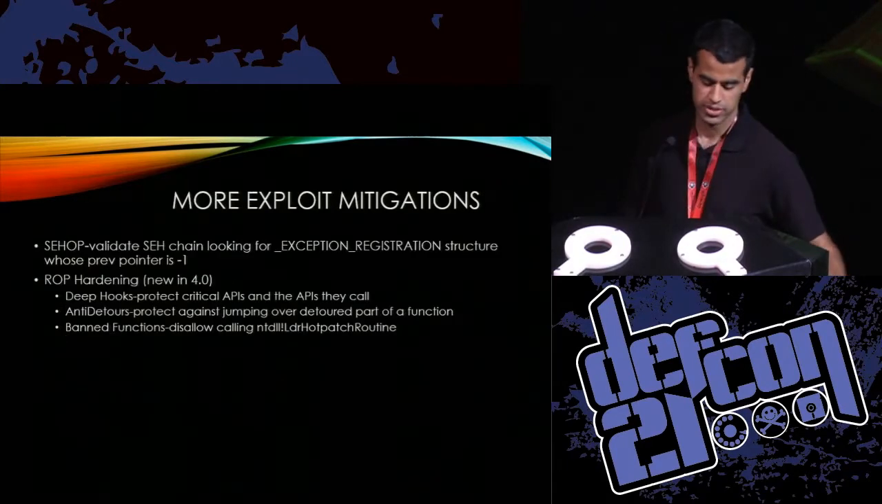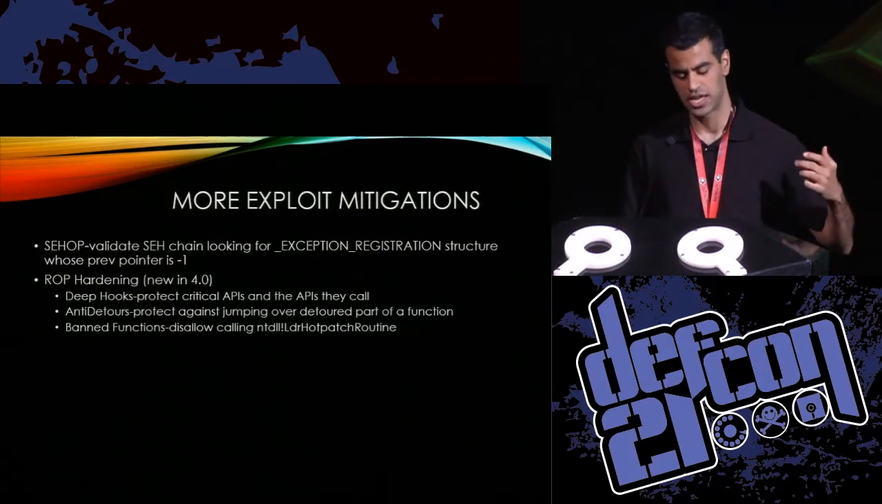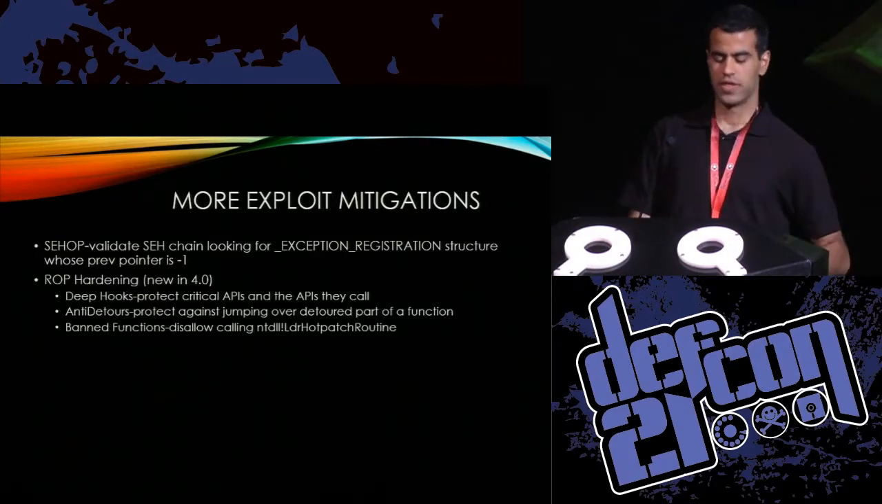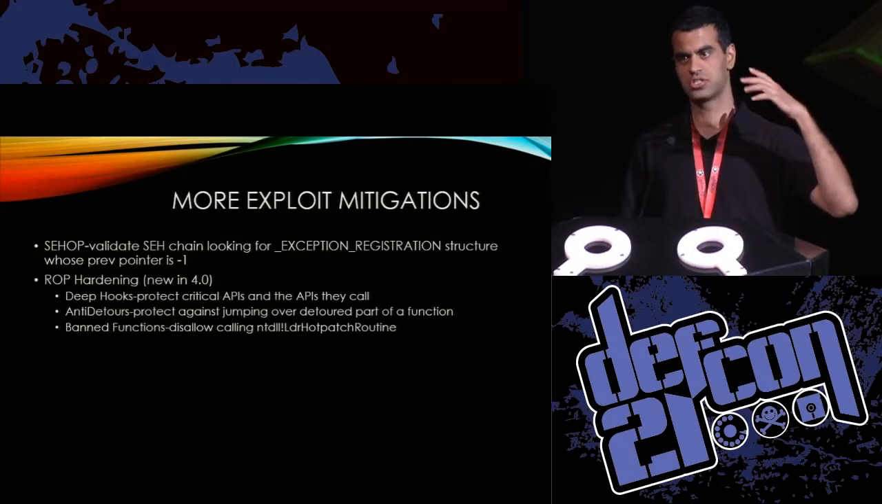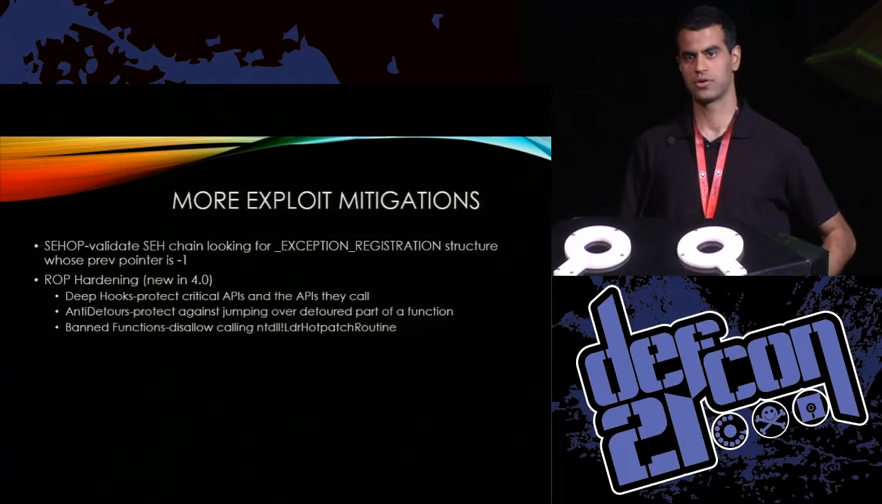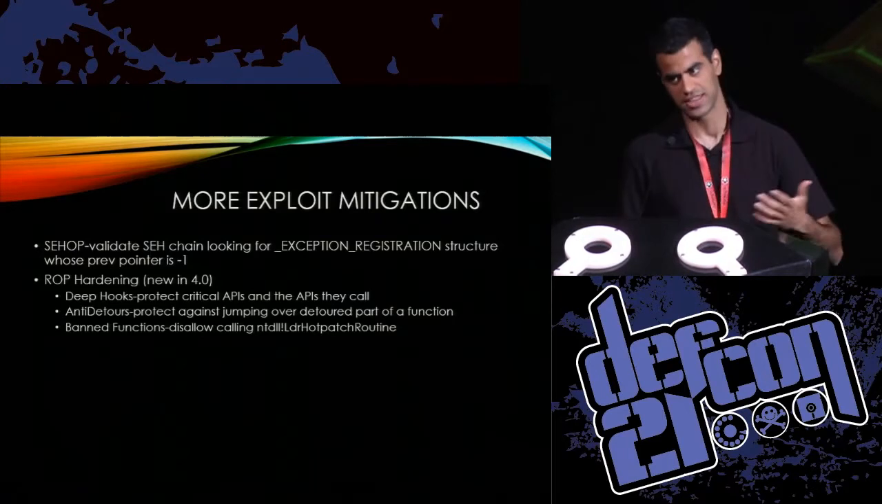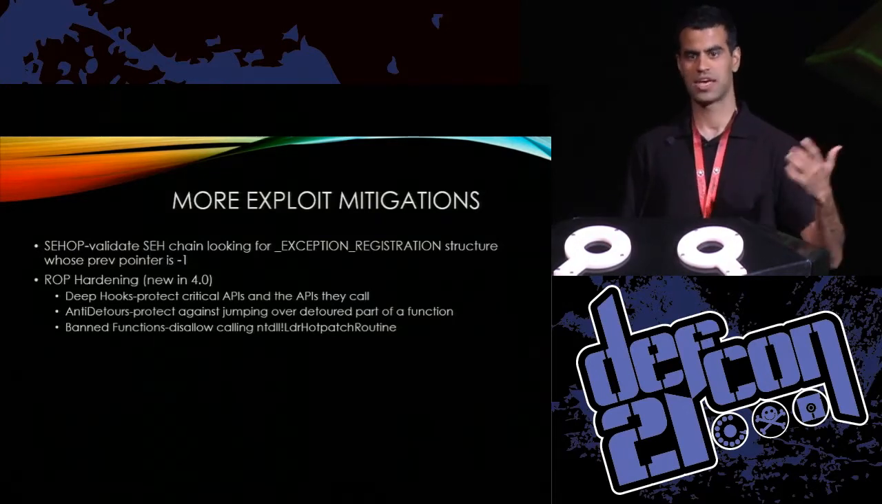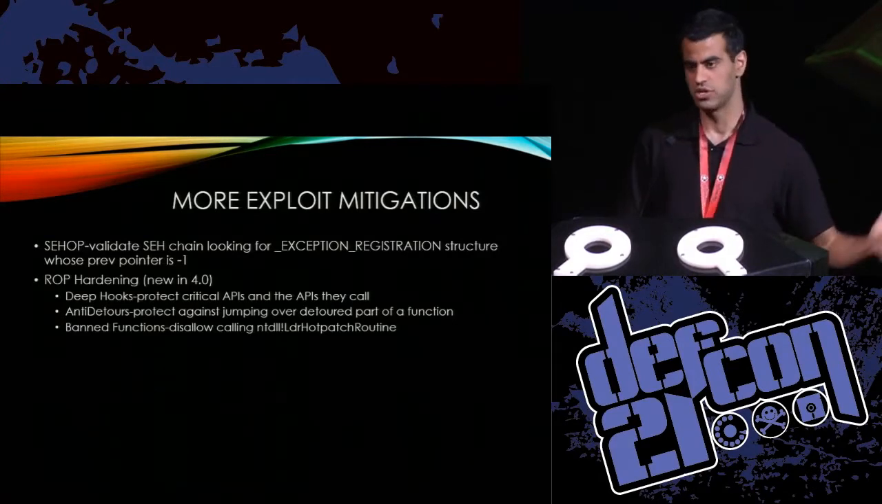And some more memory corruption mitigations are the SEHOP mitigation, which is Structured Exception Handler Overwrite Protection. This is basically where we traverse the exception registration structures, the chain of them, looking for one whose previous pointer is -1, because that's what we expect to see. And if we don't see that, then we know that something has been corrupted, and that's bad. And finally, our ROP mitigation, which is new in EMET 4.0.